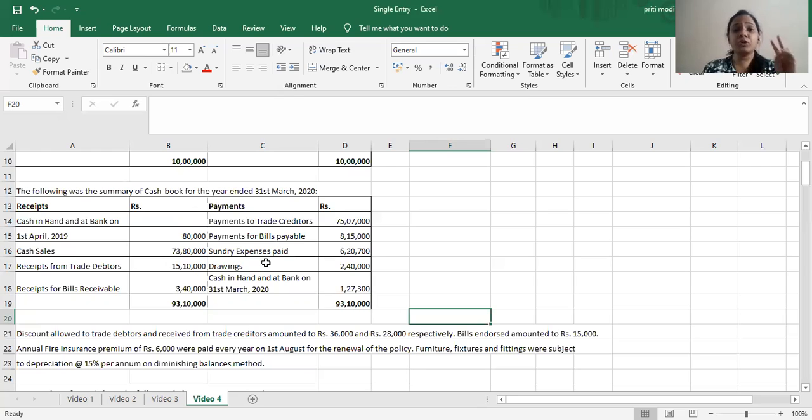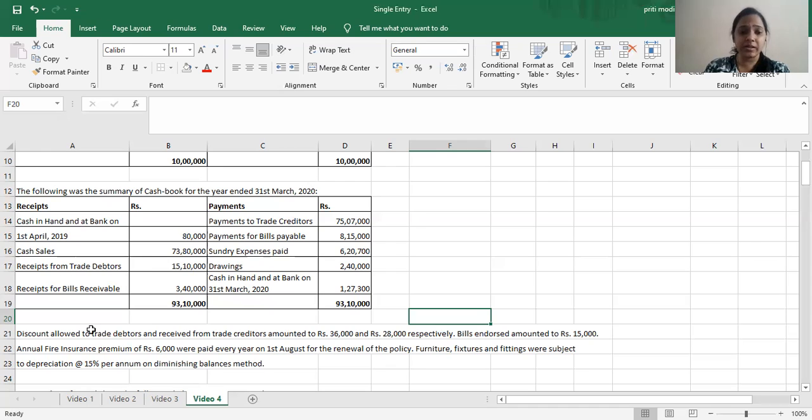And again, video number 2, I had stated that for every item, you need to post it 2 times because you do not have a trial balance. But over here, the ledger is already there. The cash book is already there. So one aspect is already recorded. You simply need to record the other aspect.